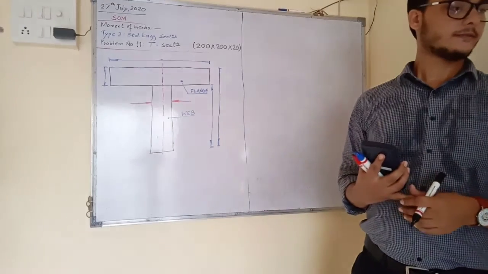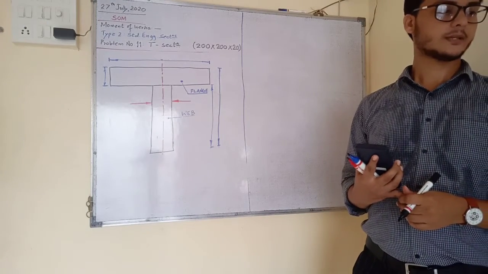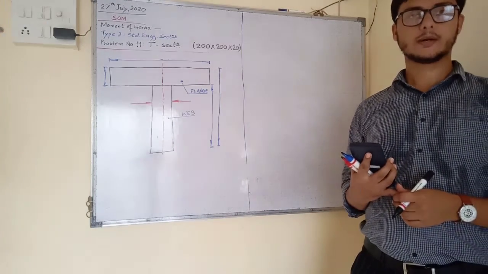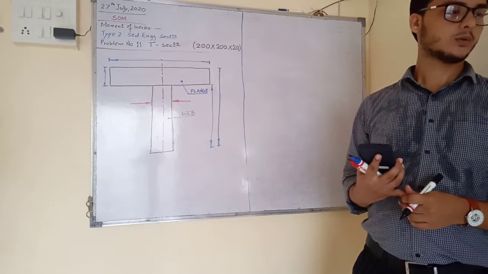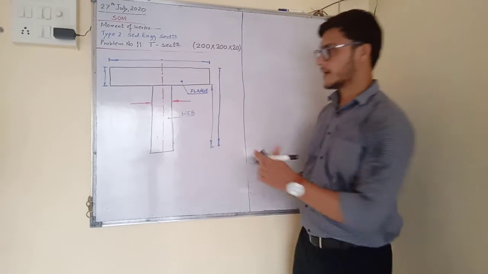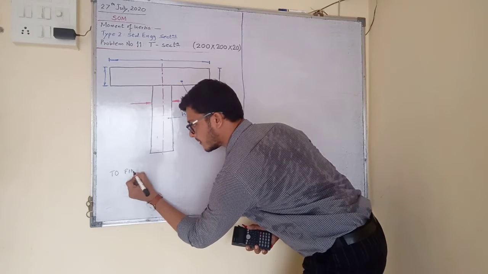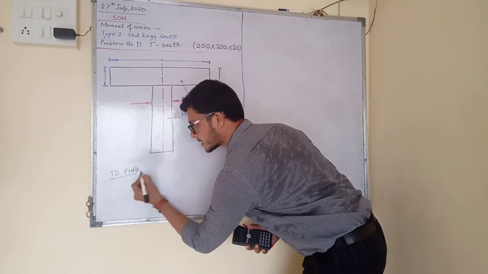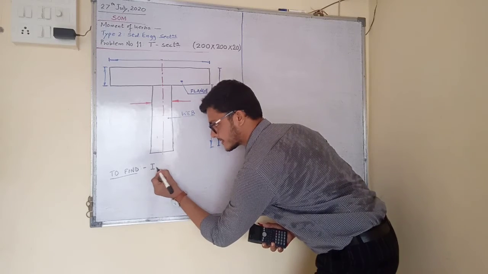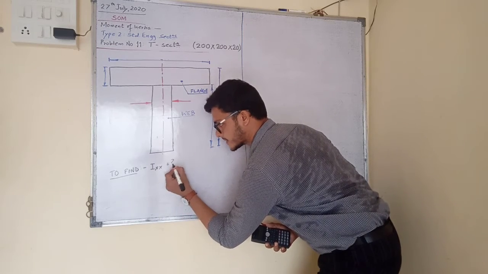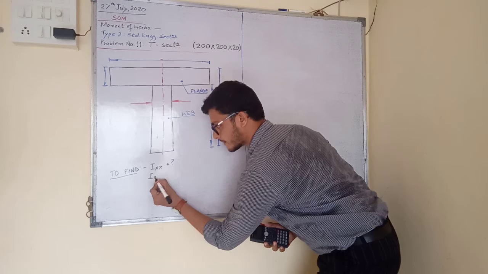So the problem states: find the moment of inertia of a T section 200 mm into 200 mm into 20 mm about the centroidal axis. So we have to find moment of inertia about both centroidal axes, I x x as well as I y y.